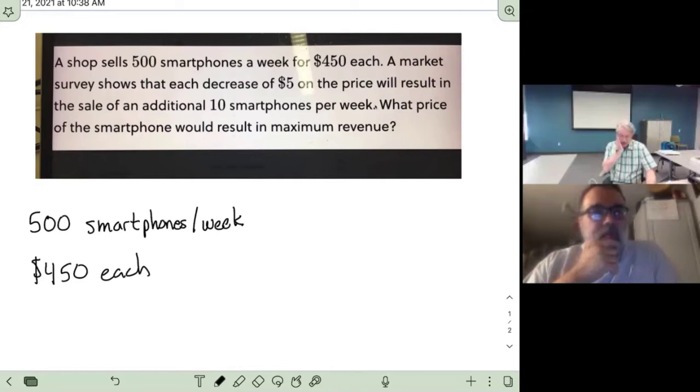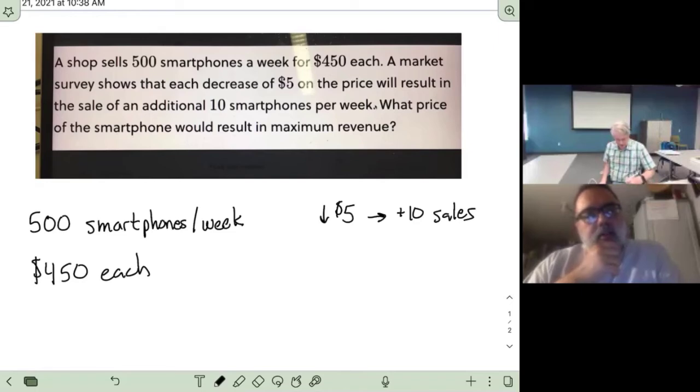And the problem says that they did a survey to show that each decrease of $5 on the price results in 10 more smartphones that you sell. So when you decrease the price by $5, that leads to plus 10 in sales. That's the dynamic that we're going to be working with here. So the question is, what's the price that maximizes your revenue?